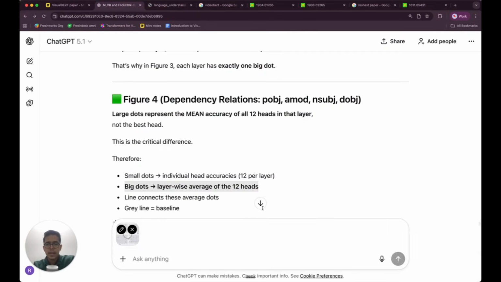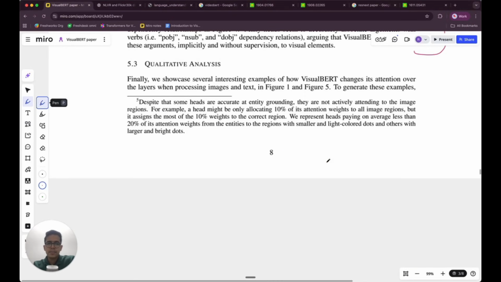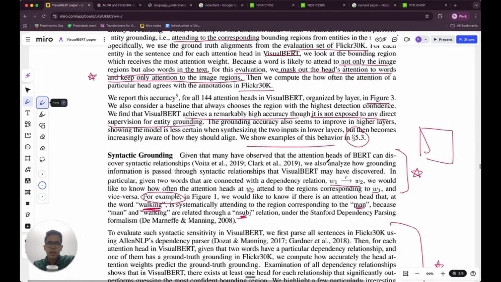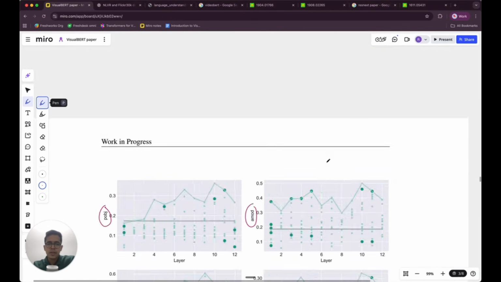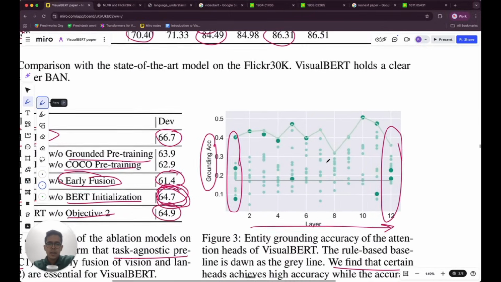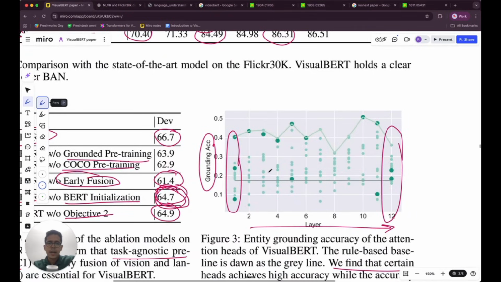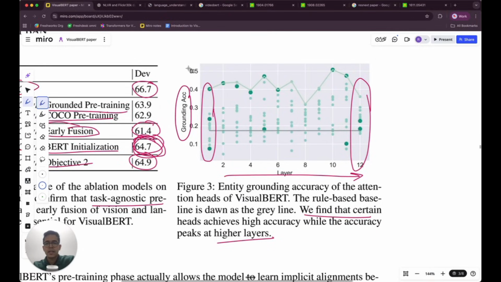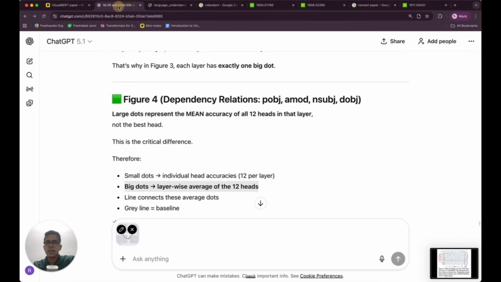Figure 3 was okay because in figure 3 I thought the dots were showing... where is figure 3? Okay, here also there are multiple green dots actually. Yeah, I think I did not understand why there are multiple green dots. Multiple big green dots within the same layer. I just want to understand what that is. So these are figure 4 and figure 3 respectively.